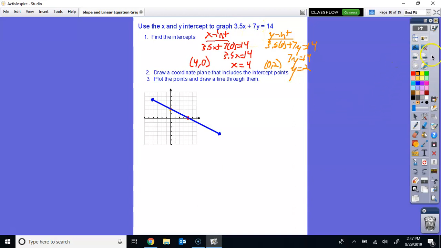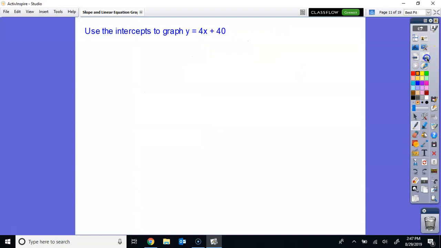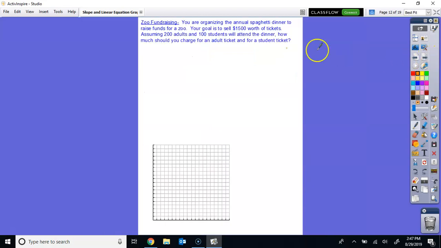Next time in class, we're going to take a look at this example right here to show you how you can use that to help you with something in the real world. If you want to snap a quick picture of this or pause and try to do it, you can see if you got it right next time in class.